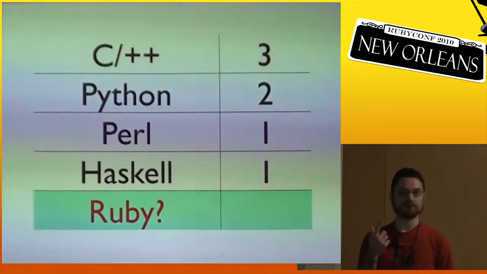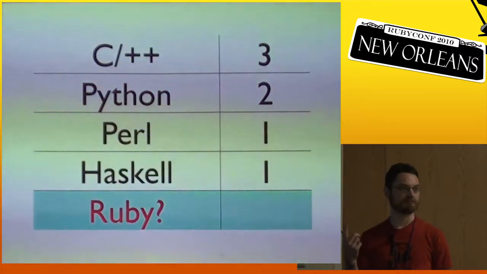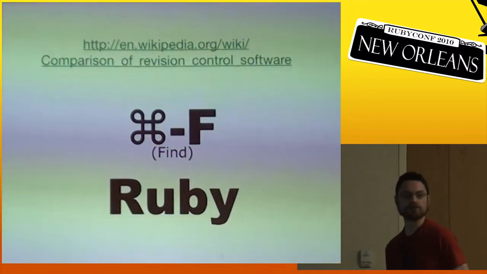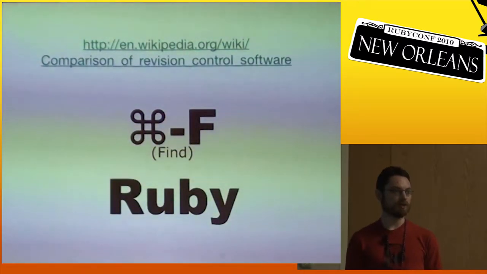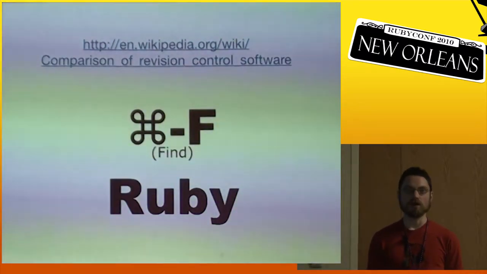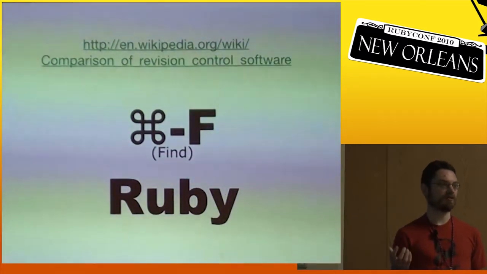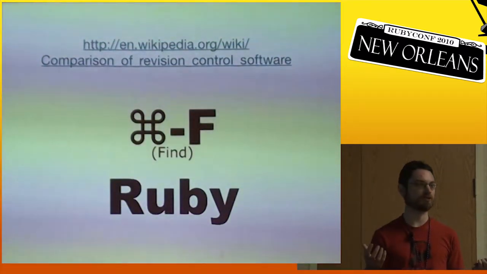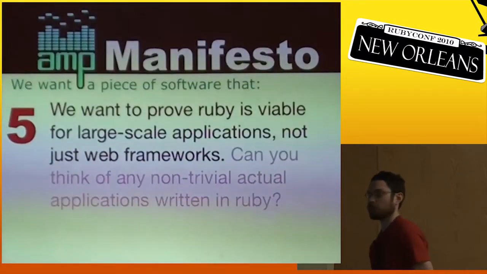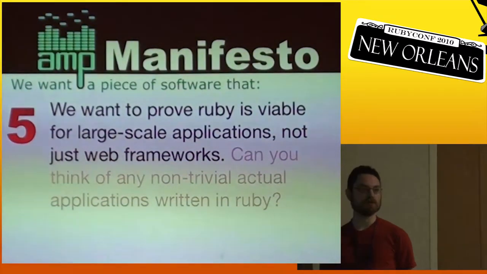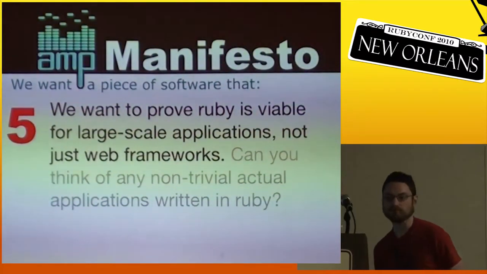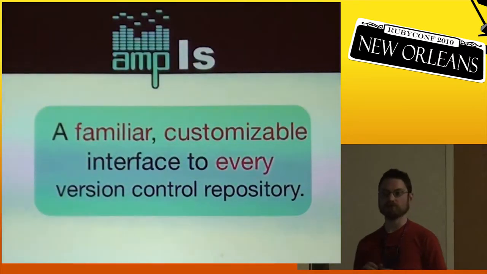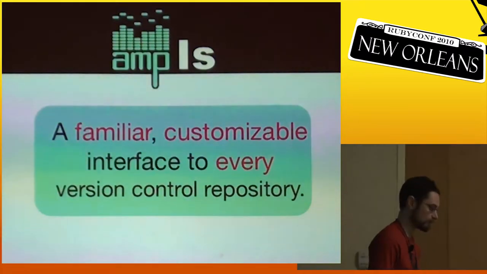And if you add all these up, there's something missing here. In fact, if you go to, for instance, Wikipedia's comparison of revision control software and do a search for Ruby, you're not going to find a whole lot. Apparently, nobody thinks that Ruby is a viable system for a mission-critical piece of software like a version control system. And one of AMP's missions is to prove that it is viable for large-scale applications. So AMP is trying to become a familiar, customizable interface to every version control repository.